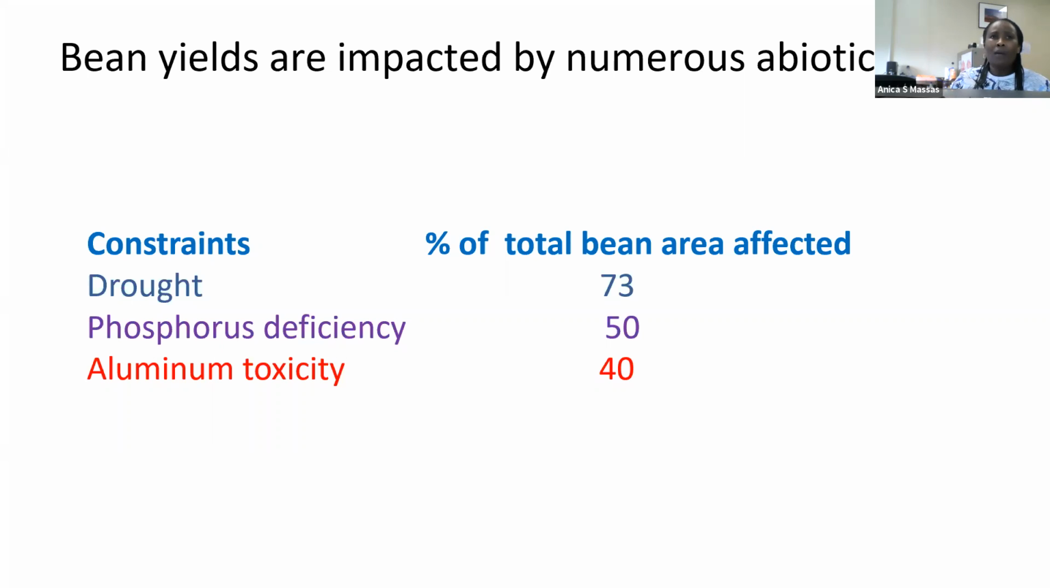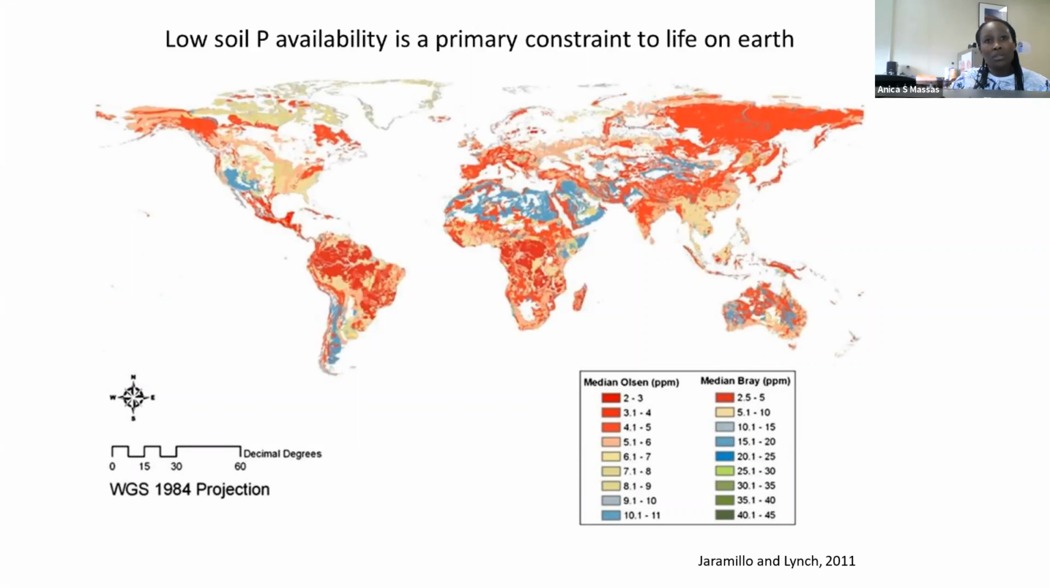Okay, maybe we can think about fertilizer to respond to phosphorus deficiency. But let's look a little bit at soil fertility in the world in general. Looking at this map, we can see that most of the countries have low soil phosphorus availability. And most of the places that have bean production have very low soil phosphorus availability. And we know that phosphorus is a major nutrient for bean production.